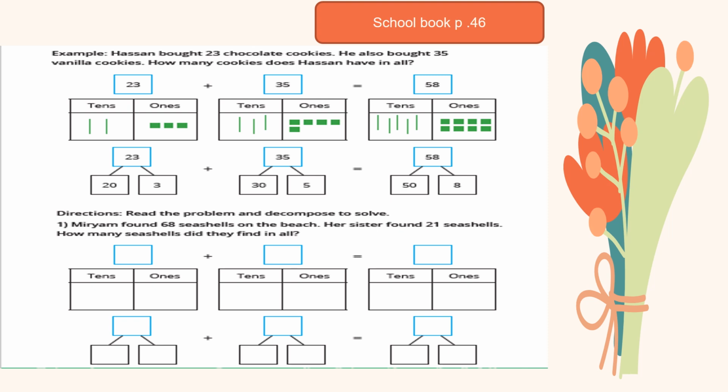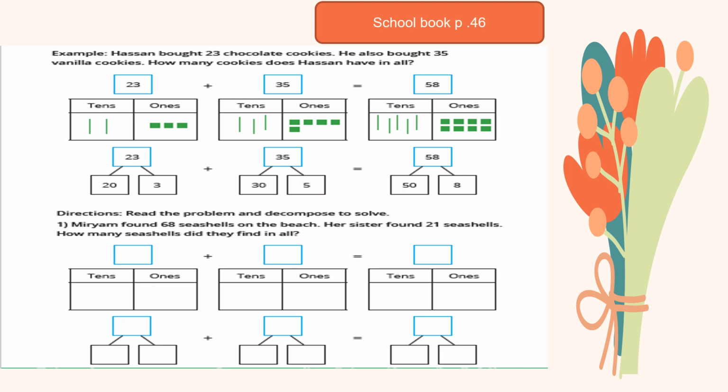Let's draw our sticks and small squares. 23. How many sticks do we have? 2 sticks. How many small squares? 3. 35. How many sticks do we have? 3. How many small squares? 5. 58. How many sticks? 5. How many small squares? 8. Let's decompose 23. 20 plus 3. Let's decompose 35. 30 plus 5. Let's decompose 58. 50 plus 8.